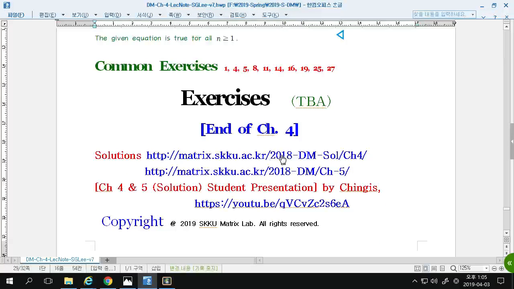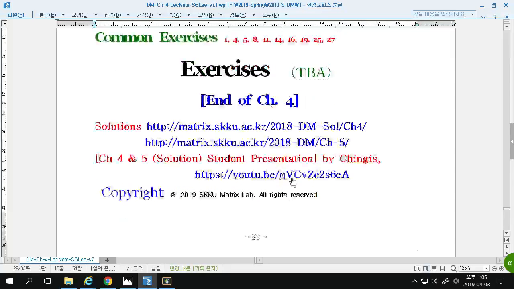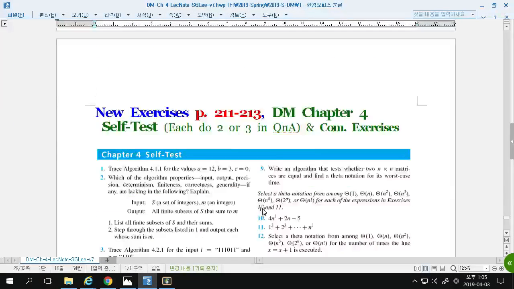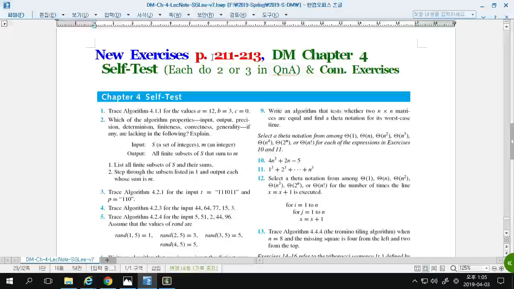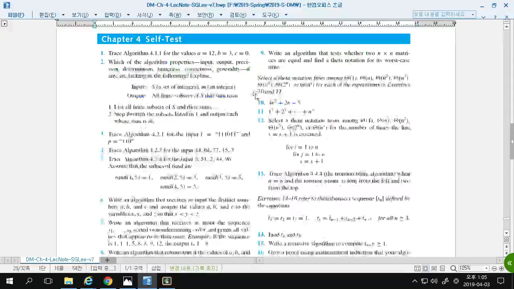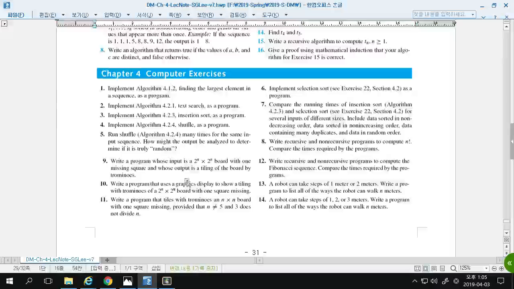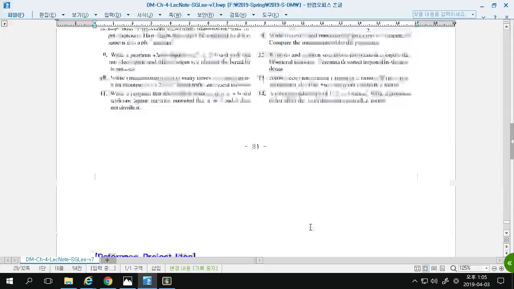And here is the exercise, and here are the problems. I even gave you the presentation, explanation of those solutions. And I gave you the exercises in pages 211 to 213, which are self-test problems 16 and computer exercises. You don't have to solve all the problems, but try to solve 4 or 5 problems and share.